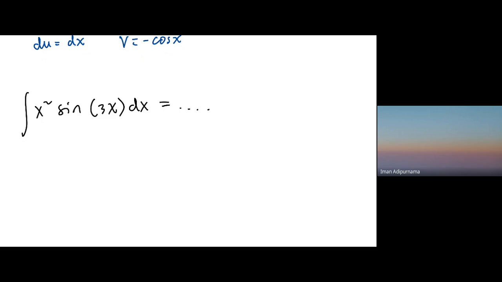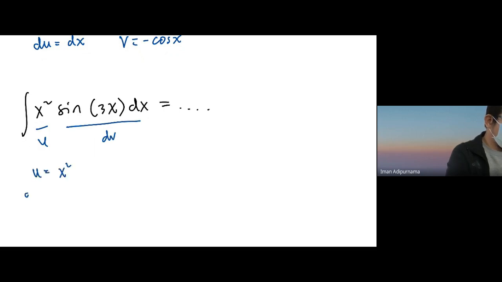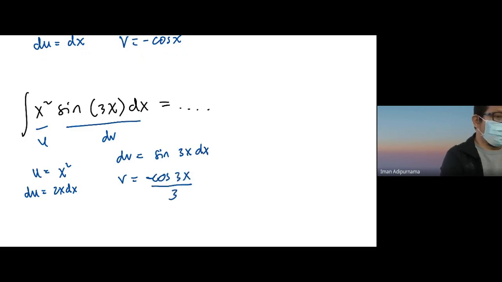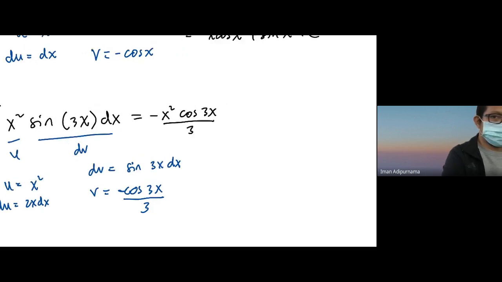Okay, let's check this. Let's use this as u and this as dv. So let's try this. We need to integrate this, and it becomes negative cos 3x over 3, right? Let's write uv, which will be minus x squared cos 3x divided by 3.